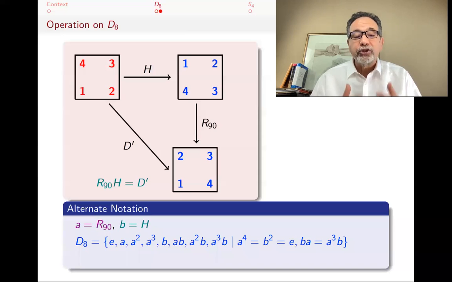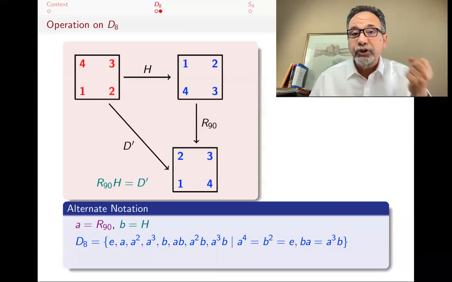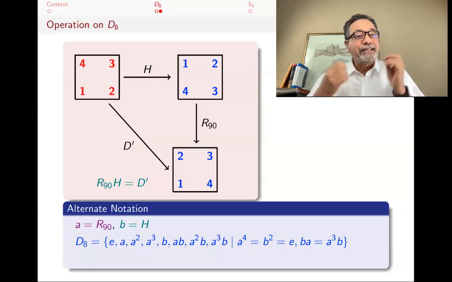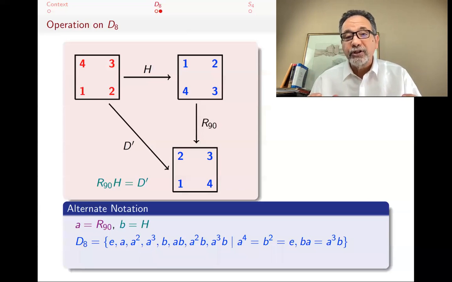A squared B is V, and A cubed B is going to be D. We also have E, which is identity, and we have these relations. A to the 4th, that means you do R90 4 times, you get the identity. If you do H twice, you get identity. And BA is not AB, so this product is not commutative, but BA is A cubed B.